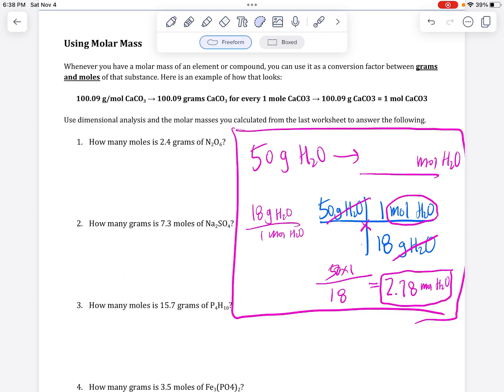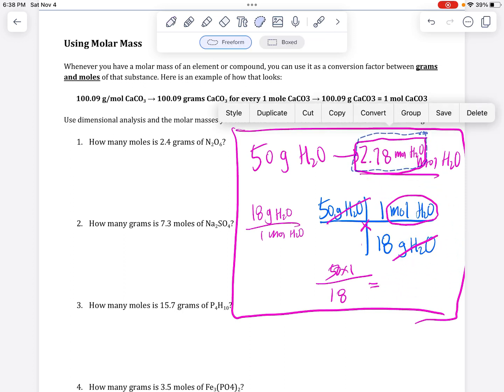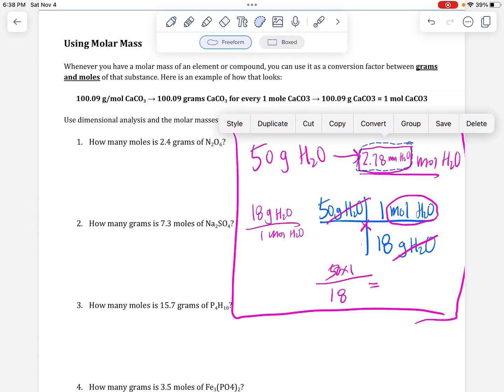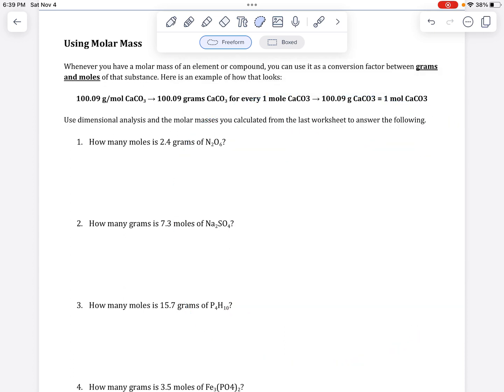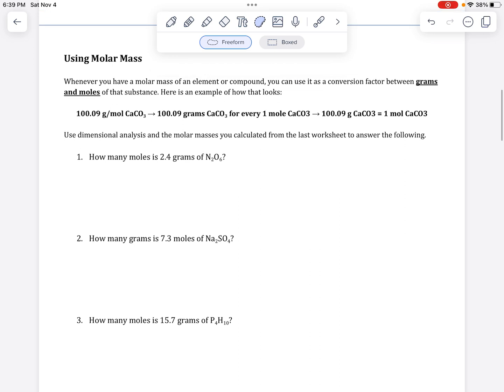So what I'm going to do is bring that up here. Sorry, it got a little messy. Okay. So if I had 50 grams of water, that would mean I have 2.78 moles of water. Okay? Awesome. Okay, let's do an actual question. I'm going to go ahead and delete all this. All right. So here's question number 1, now that we've done an example together.